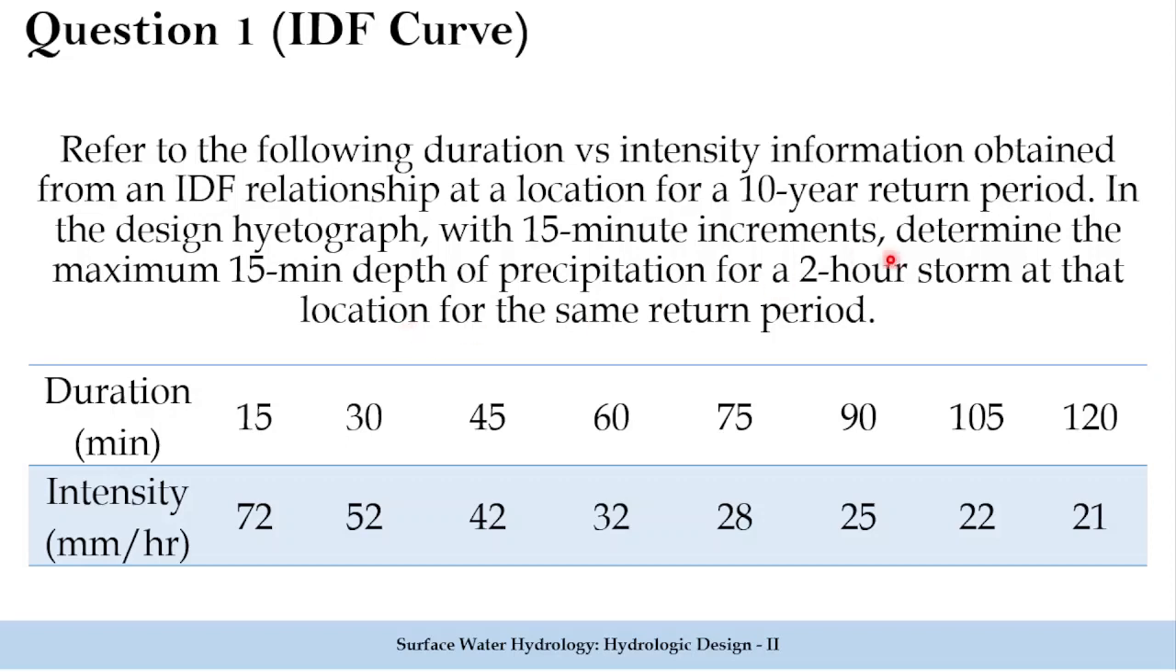So it says that there is a 2-hour storm, as we can see here, the duration in minutes. It starts from 15 and ends at 120 minutes, which indicates 2 hours of storm. Corresponding to each of the 50-minute duration, the intensity of the rainfall is mentioned here. So our objective here is to determine the maximum 50-minute depth of precipitation that has occurred across this 2-hour storm duration. So let us use this IDF information to arrive at the maximum 50-minute depth of precipitation.